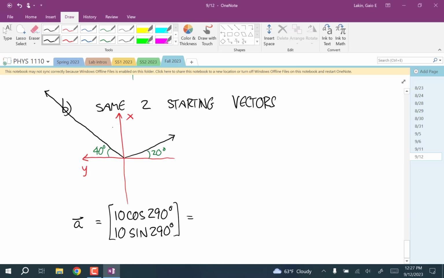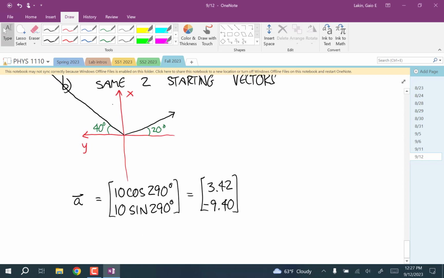And that comes out to be positive 3.42, negative 9.40. And then for B, what's the counterclockwise angle from X to that vector? 50 degrees. That's right. It would be 90 to get to the y-axis, then backtrack 40, so 50.